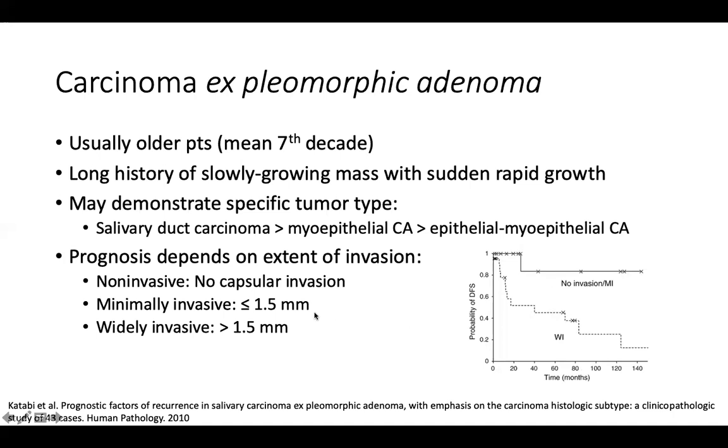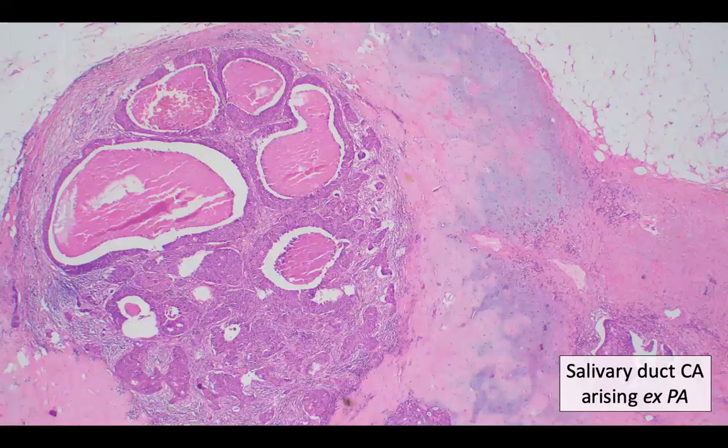So, if you do diagnose carcinoma arising in a PA, you're not done. You have to first specify the type of carcinoma, and then you have to say whether it's non-invasive, minimally invasive, or widely invasive. So here's an example of, at least on this image, something that's non-invasive.